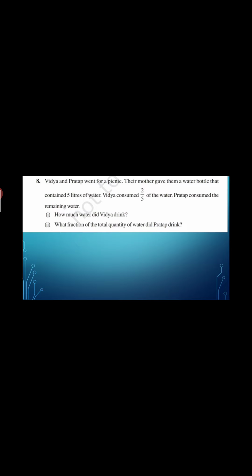You see that there are two people, Vidya and Pratap, and they have a water bottle which contains 5 liters of water. Now out of the total water, Vidya had consumed 2 upon 5 of the water. And Pratap consumed the remaining water. जितना पानी बच गया वो प्रताप ने लिया, और Vidya consumed 2 by 5 of the water. So the first part is, how much water did Vidya drink?